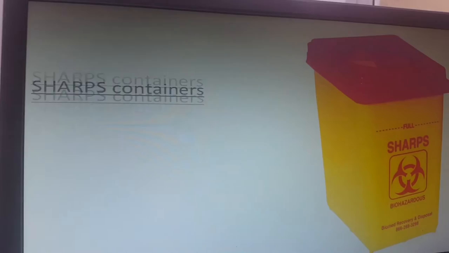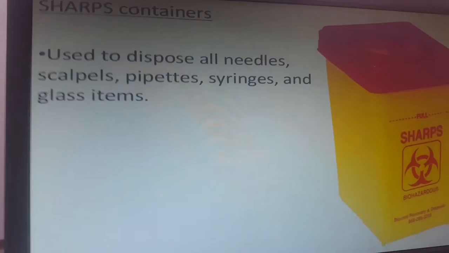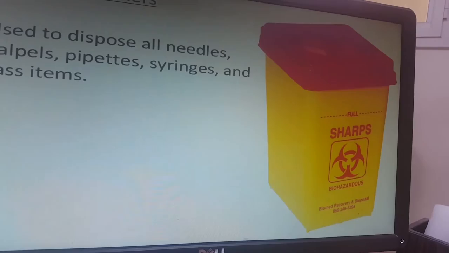This is the sharp container for all the needles, scalpels, syringes, pipettes, and the glass items. Suppose it will be 3/4 full. Don't put your sticker over the logo. You have to put it below the logo. It must be open from the top. You see this one up.